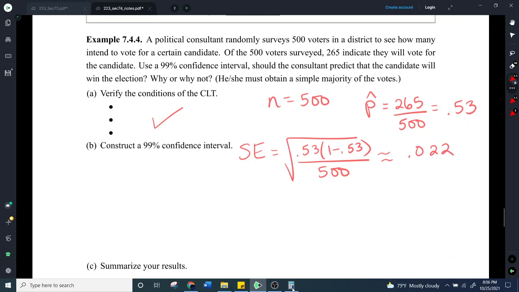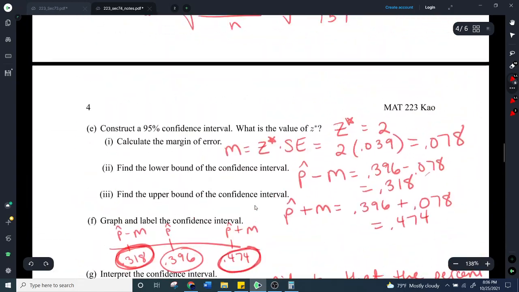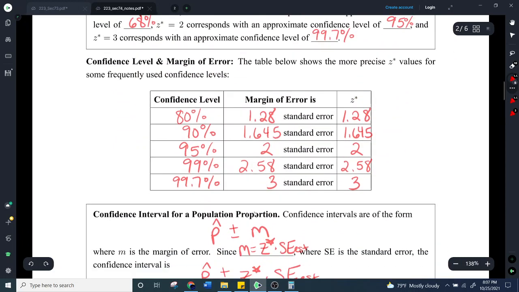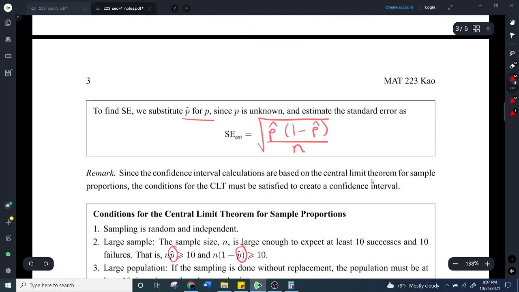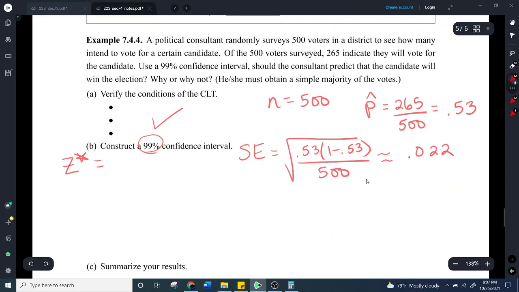All right. So the next thing I need to know to compute the confidence interval is what Z star value to use. If they're asking me for a 99% confidence interval, let me go back up here to my chart and find the Z star value that corresponds to a 99% confidence interval. Here it is, 99% confidence interval. The Z star value that I need to use is 2.58. So let's include that. My Z star value is going to be 2.58.